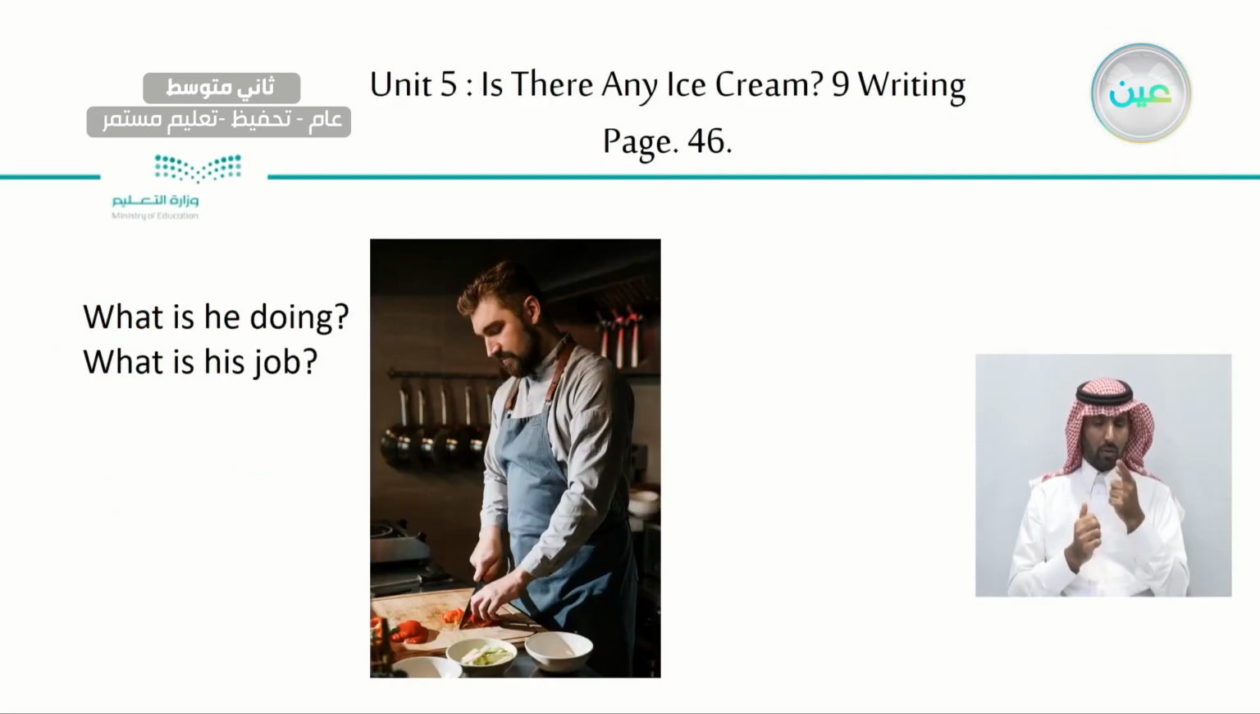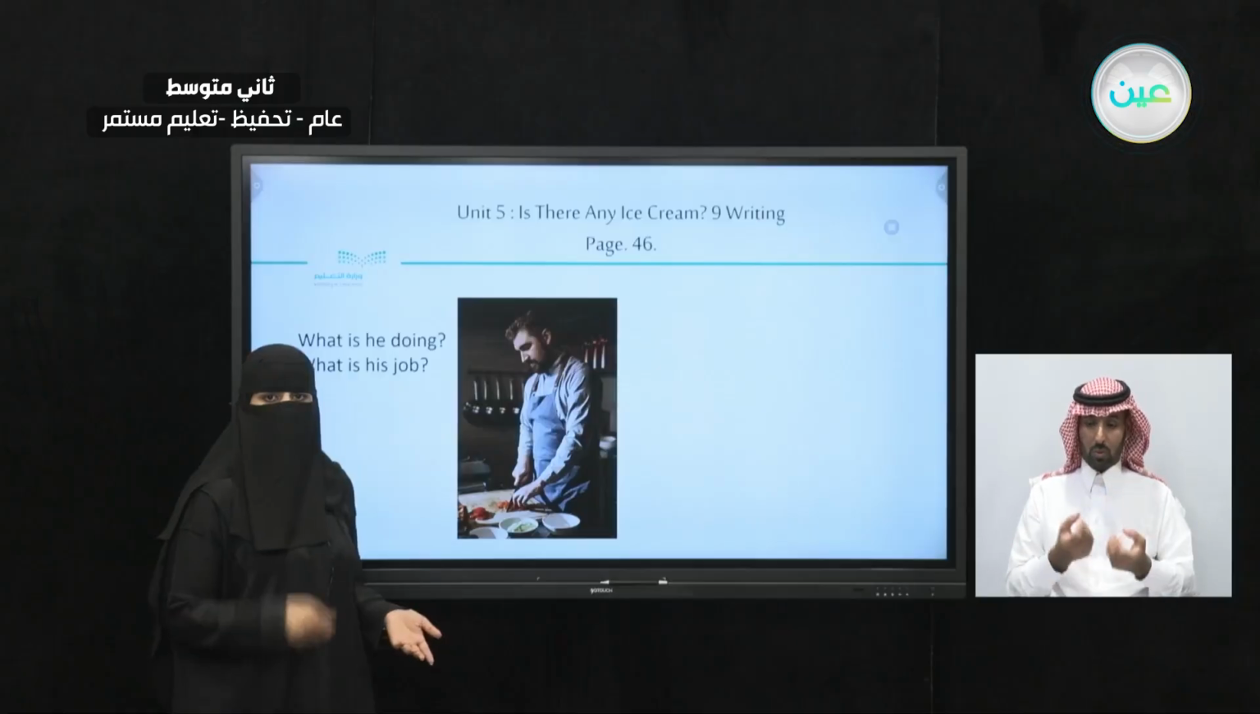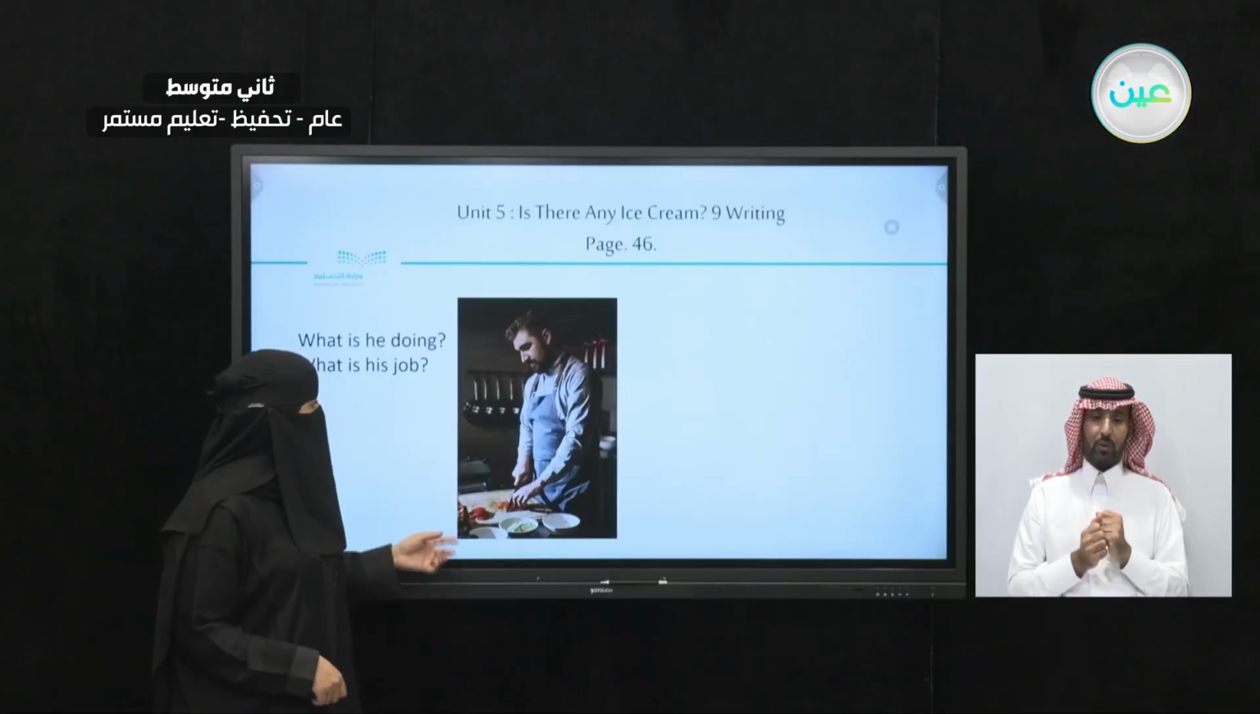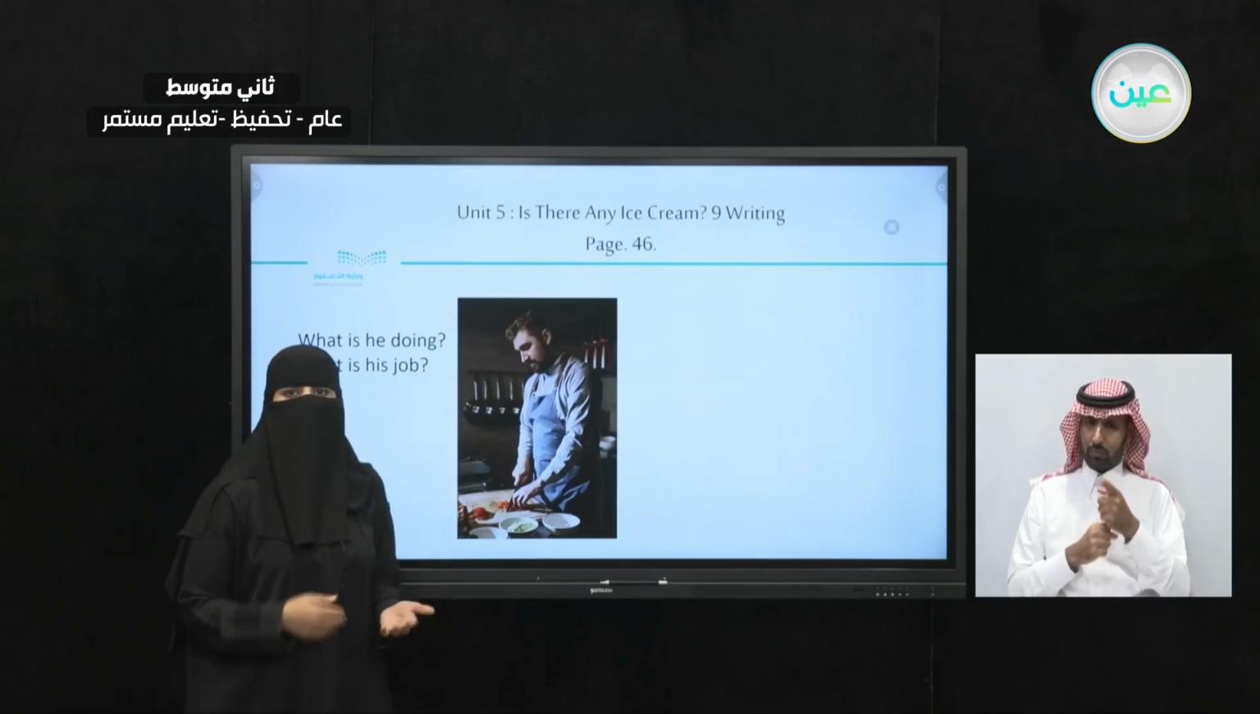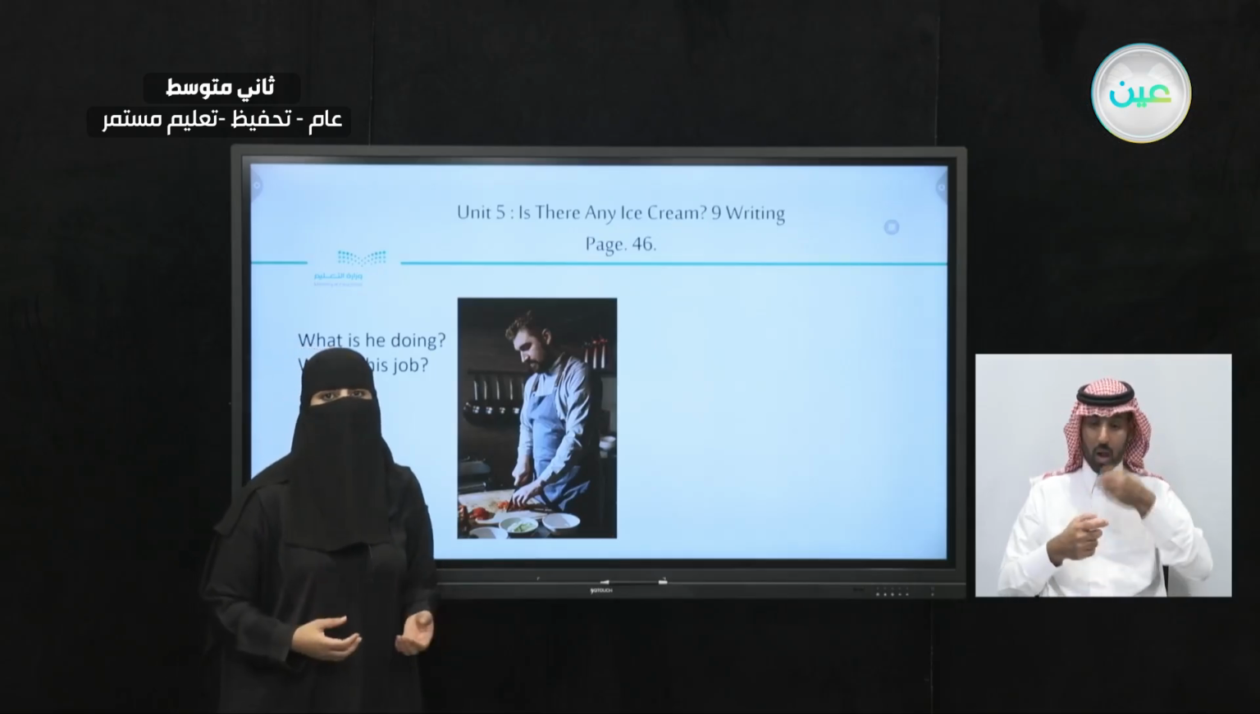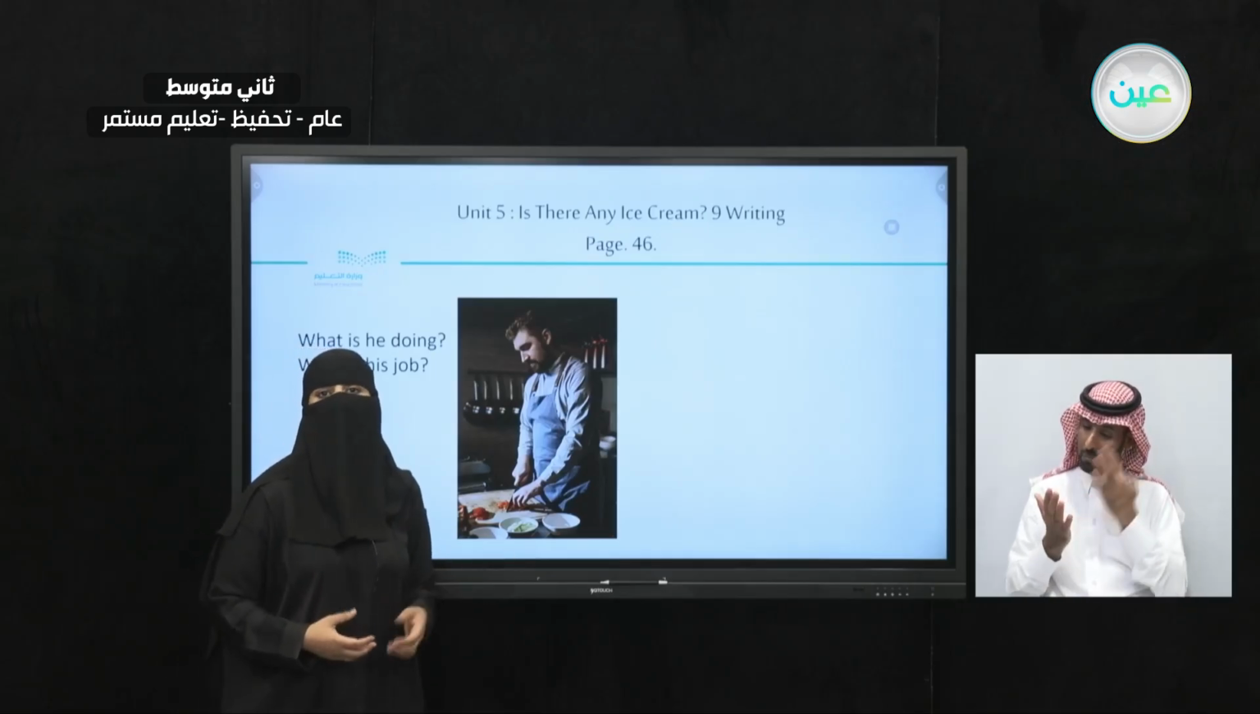Now, let's take a look here. I want you to take a look at this picture. What is he doing and what is his job? Do you remember when we talked about jobs before in Unit 3? So, look at the picture of this man. What are the tools he's using and what do you think is his job? Let's take a look at the things around him. It looks like he's in a kitchen, right? And he's cooking or chopping things. So, what is he doing? He's chopping things to prepare for a recipe or prepare something to cook.